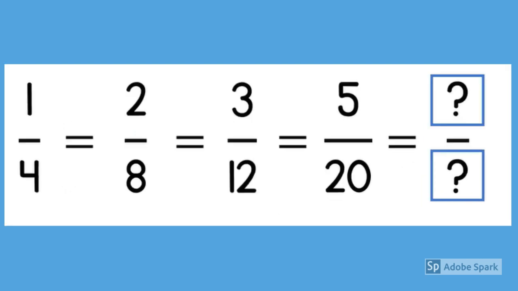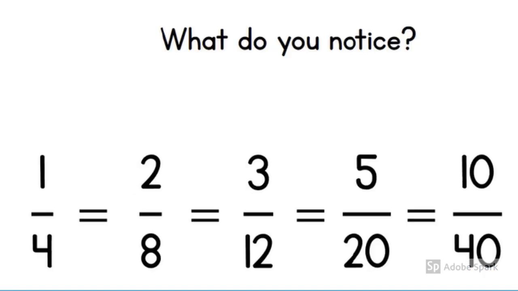So did you find the equivalent fractions? Let's have a look. So 1/4 was equivalent to 2/8, which was equivalent to 3/12, which was equivalent to 5/20. But the last one has 2 numbers missing. Can you make up your own equivalent fraction? Did you choose 10/40 as an equivalent fraction to 1/4? Well done. There are many more.